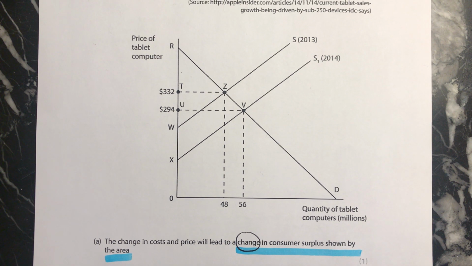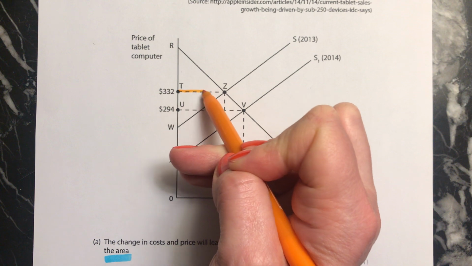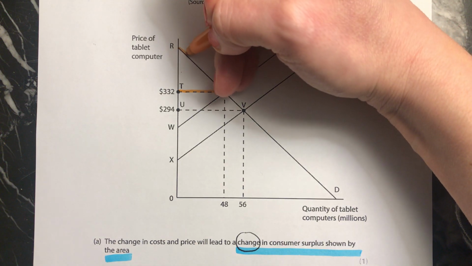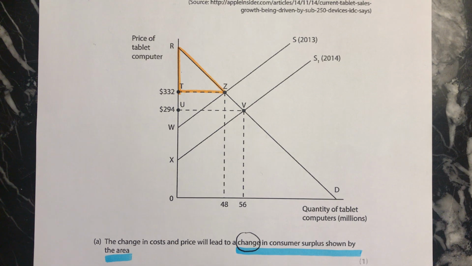So if we look here, the original consumer surplus, you start at the original price, $332. You go over to the equilibrium, and then because it's about consumer surplus, it's about demand. So you go along the demand curve to make your triangle and back here. So that's your original consumer surplus.